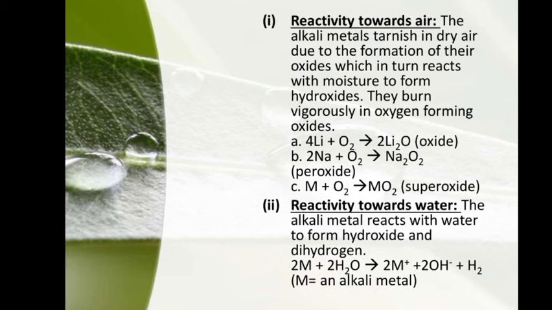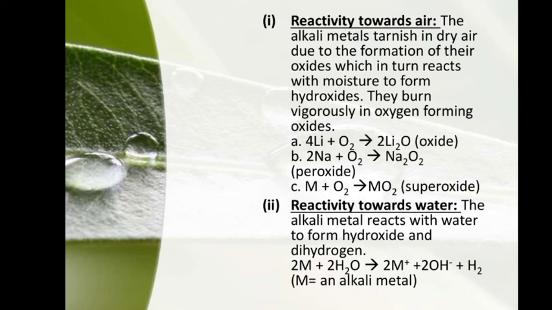So, the first member gives only oxide, the second member gives peroxide, and the general trend is alkali metals plus oxygen gives superoxide, having the formula MO2. Instead of M, we can put any other alkali metal. Only lithium and sodium will give oxides and peroxides. All other elements will give superoxides.